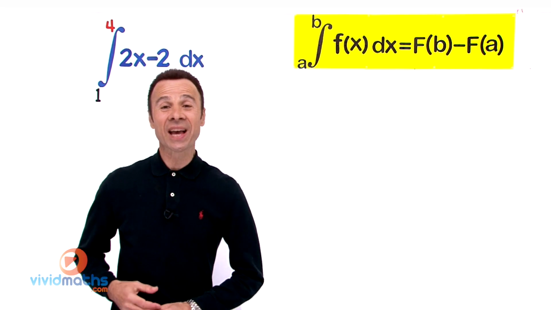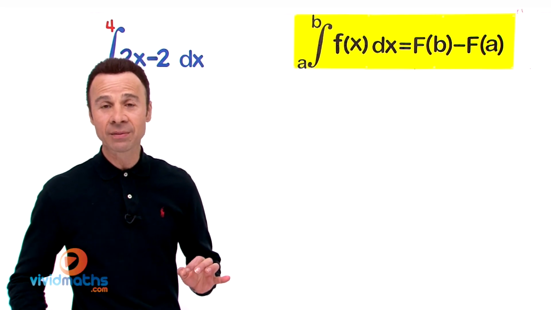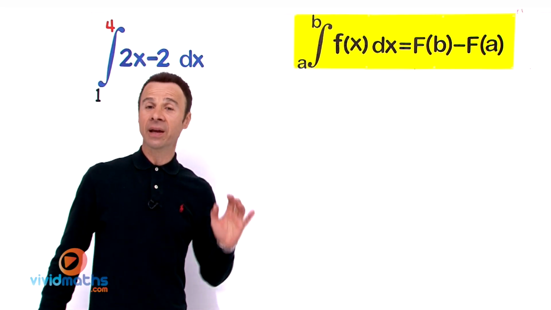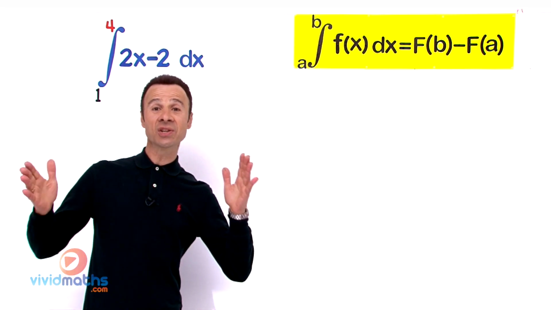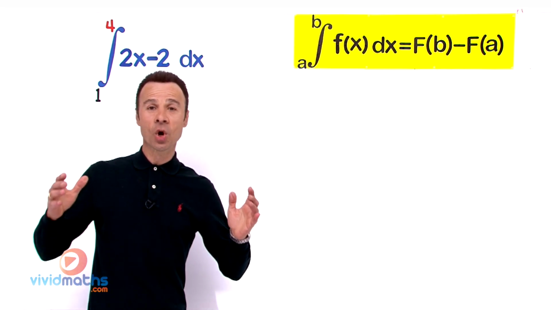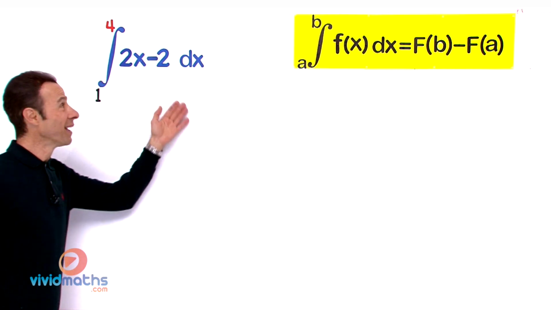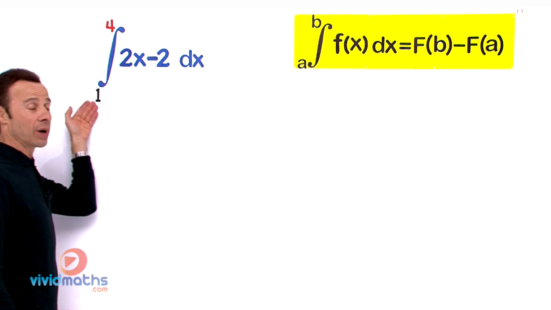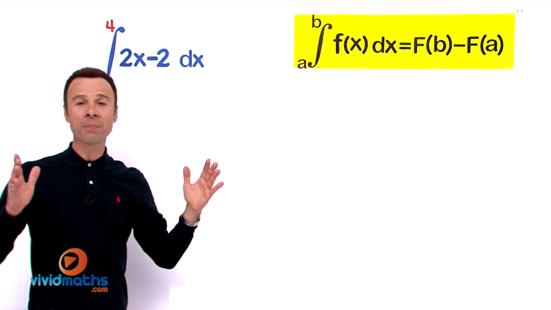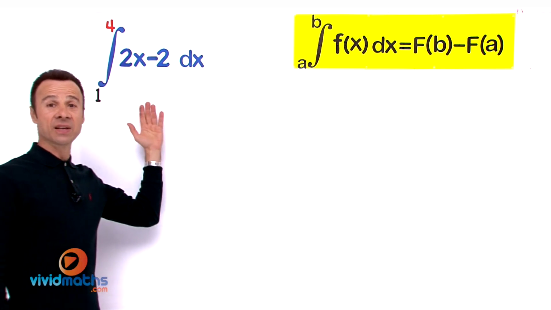Hi guys, in this exercise we're about to evaluate a definite integral. Definite meaning it has edges, boundaries and limits. What are the limits? Well, the limits for this particular example we're about to do in a moment are from 4 to 1. They're the edges and boundaries of this particular definite integral.